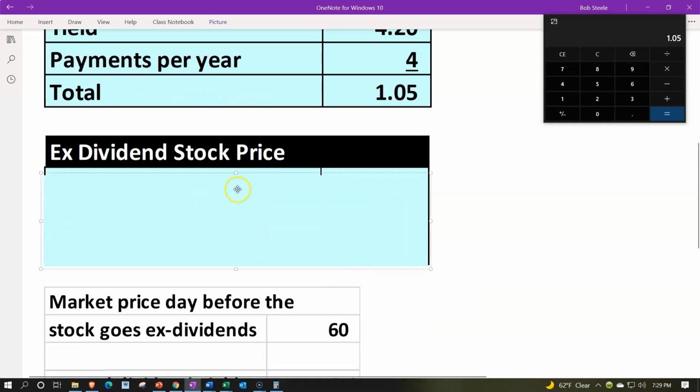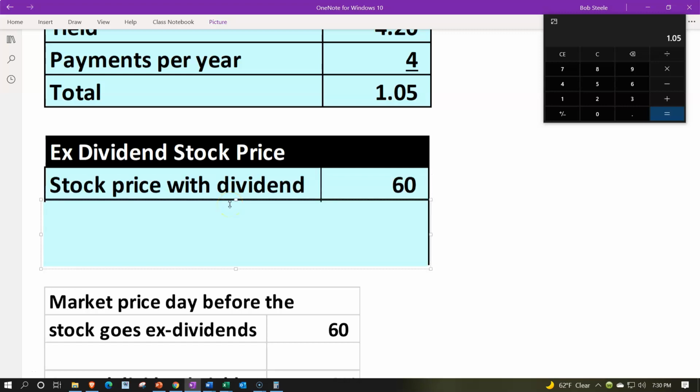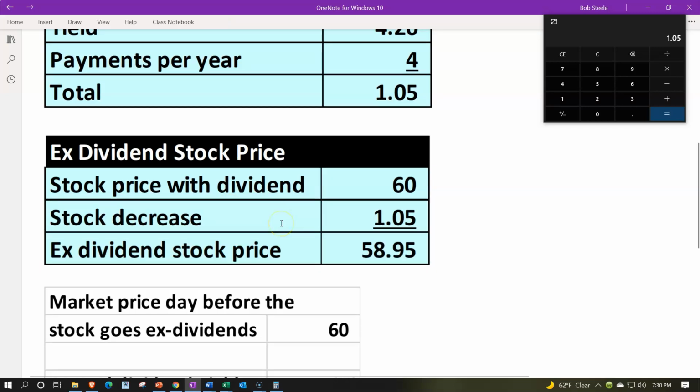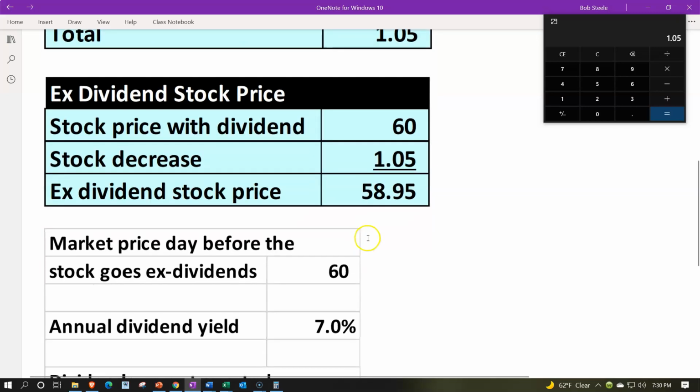Therefore, with the ex-dividend stock price, the person buying the stock at this point in time is not going to get that $1.05 dividend, because it's after the cutoff date. Therefore, we think the stock price should go down. It's what we would assume to happen. Obviously, the stock price is driven by the market, but this is what the assumption would be. The stock price with the dividend is 60, and then the stock decreases by 1.05, giving us $58.95 as the ex-dividend stock price.